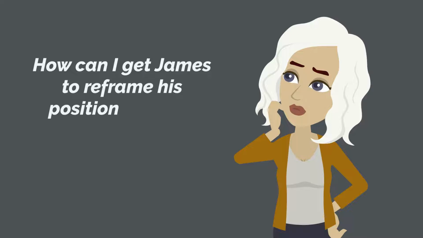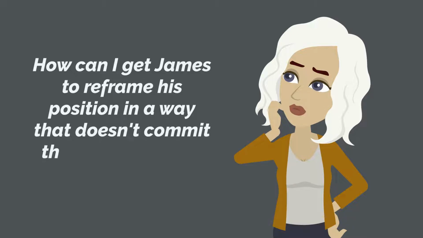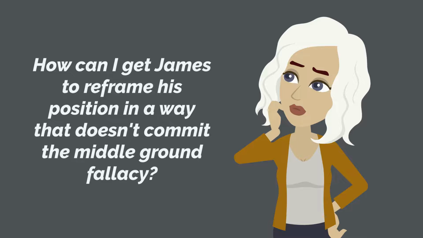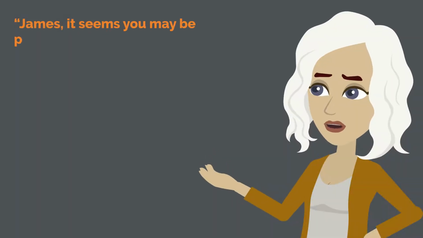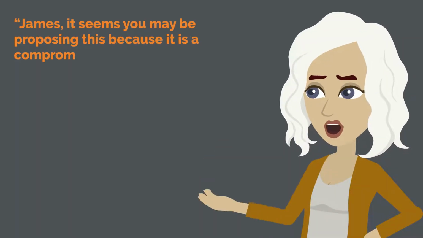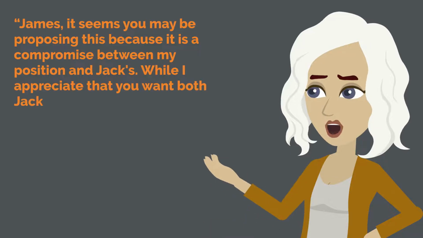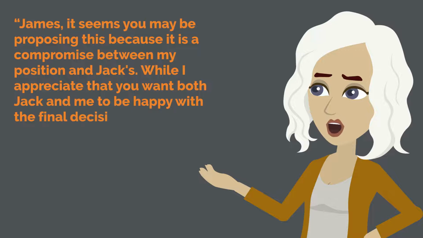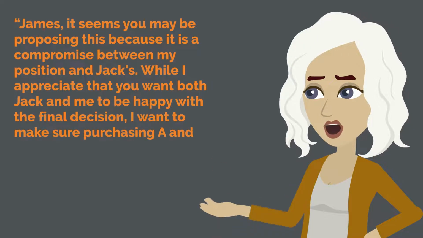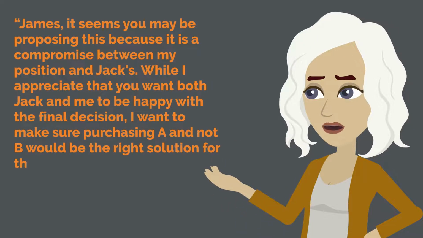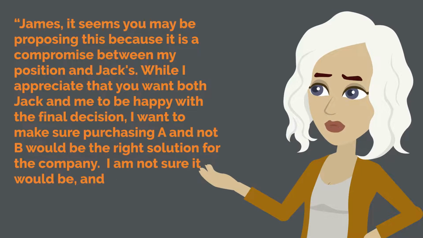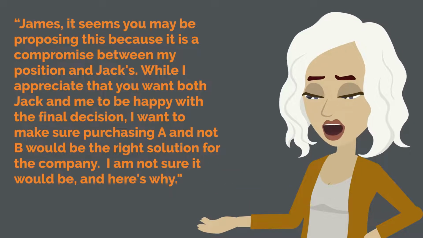In our example, once Jane recognizes the middle ground fallacy, instead of discounting James' proposal, she could instead reframe her argument as follows. "James, it seems you may be proposing this because it is a compromise between my position and Jack's position. While I appreciate that you want both Jack and me to be happy with the final decision, I want to make sure purchasing A and not B would be the right solution for the company. I am not sure that it would be, and here is why."